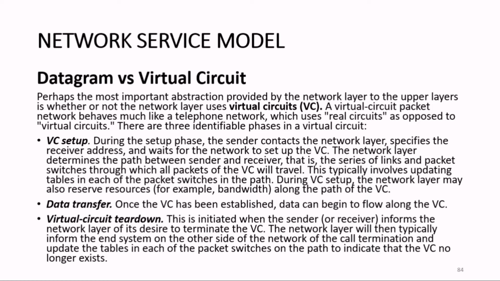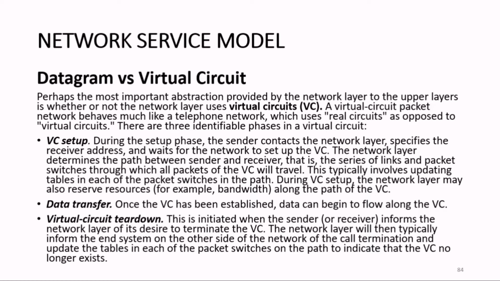The network layer determines the path between sender and receiver, that is, the series of links and packet switches through which all packets of the VC will travel. This typically involves updating the table in each of the packet switches in the path. During the VC setup, the network layer may also reserve resources, for example bandwidth, along the path of the VC.